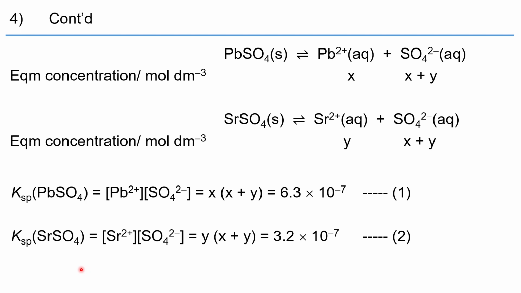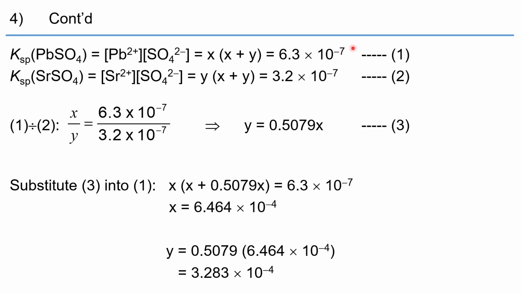Similarly, I can do that for strontium sulfate. Based on the Ksp value, I can write out the Ksp expression. Now this will be y multiplied by x plus y, equals 3.2 times 10 to the minus 7. I call this equation 2. Okay, now I have my equation 1 and equation 2.